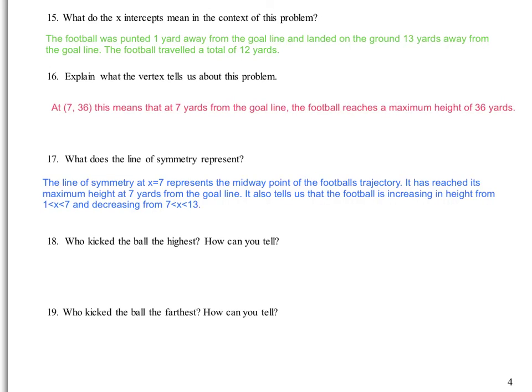What does the vertex tell us? The vertex tells us that at 7 yards from the goal line, the football reaches its maximum height of 36 yards. And finally, what does the line of symmetry represent? The line of symmetry at x equals 7 represents the midway point of the football's trajectory. It has reached its maximum height at 7 yards from the goal line. So the line of symmetry tells us where it's going to hit its highest point. It also tells us where it's increasing and decreasing in height. So it's increasing in height from 1 to 7 yards and decreasing from 7 to 13 yards.